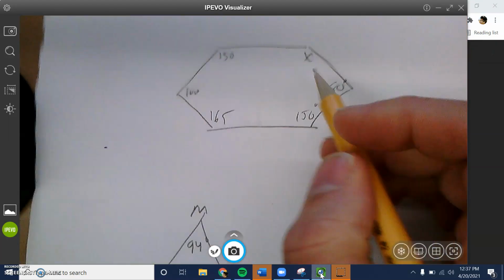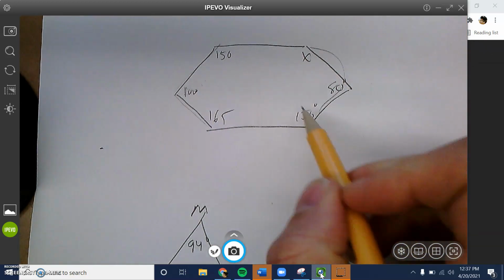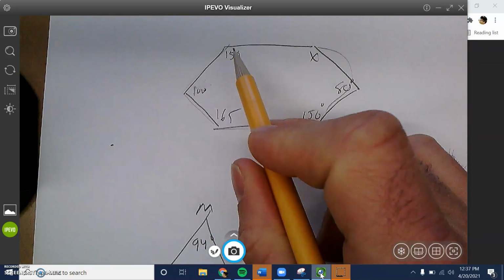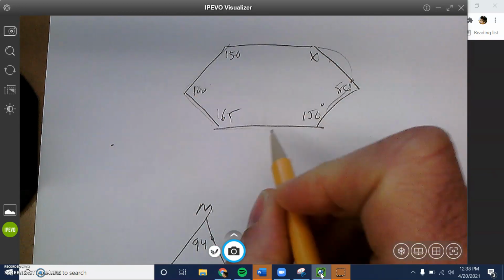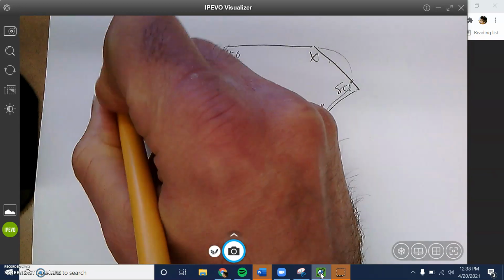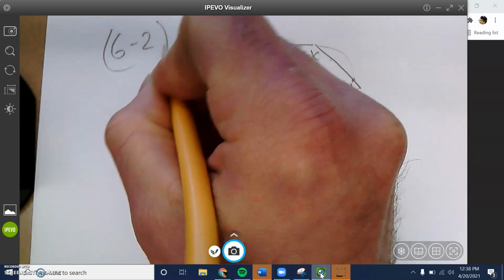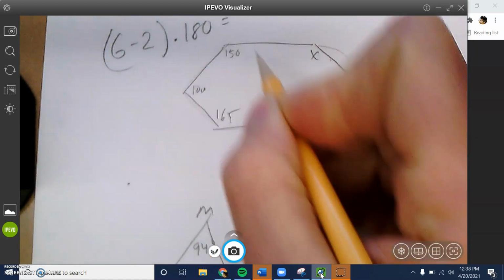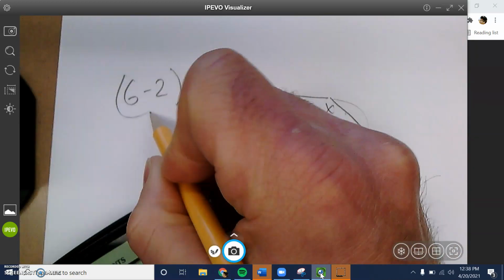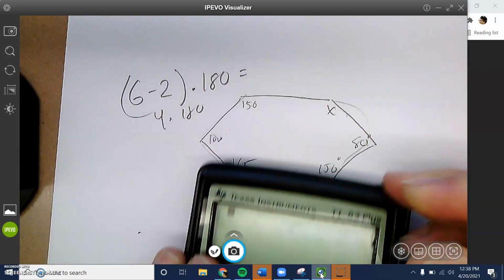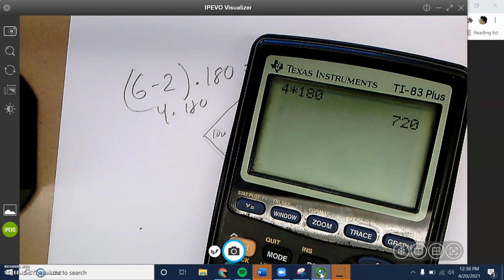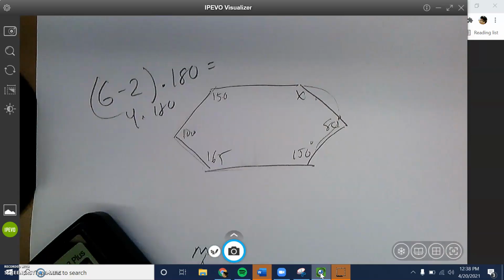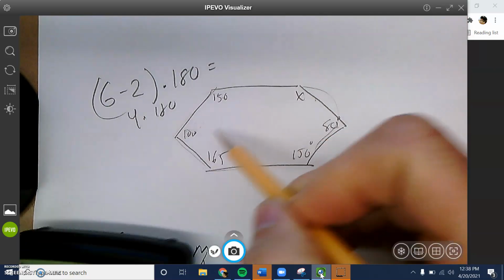So I drew a hexagon right here. I draw a less than and greater than sign, then connected them. And here is 1, 2, 3, 4, 5, 6. You don't have to draw a picture if you don't want, but we know we have 6 sides minus 2 times 180, and so that's 4 times 180. 4 times 180 is 720. So all the interior angles add up to 720.